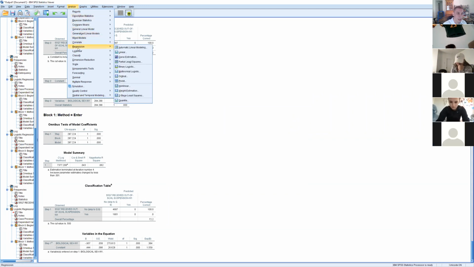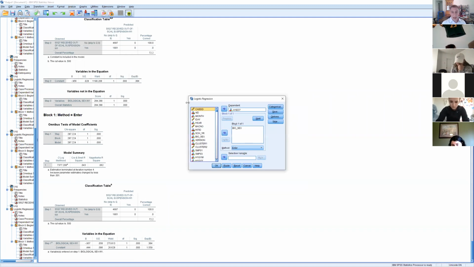Let's go back to regression and go to binary logistic, and let's put in my delinquency, and let's put in biosex. That's the order in which I'll do it, though it doesn't matter what order you put it in. I just did that to be consistent with the equation I already have written on Moodle. So we're looking at that as our model of this binary outcome.